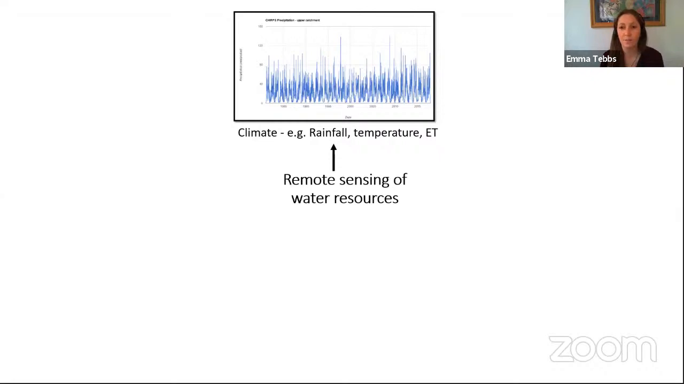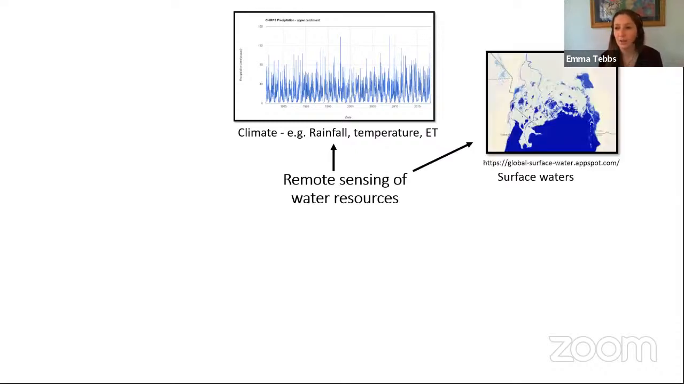And this is important because these control the amount of fresh water that's available in the landscape and drives change in those freshwater resources. We can also then measure the extent of those surface waters. So there's a recent product that's mapped globally, all surface waters, and allows you to look at how those change over time.